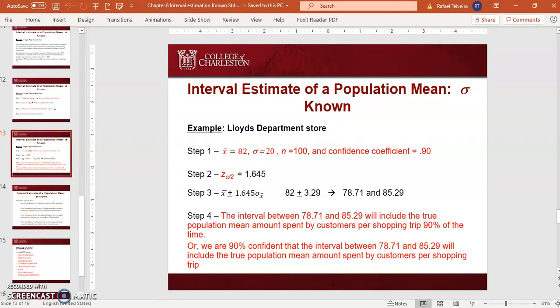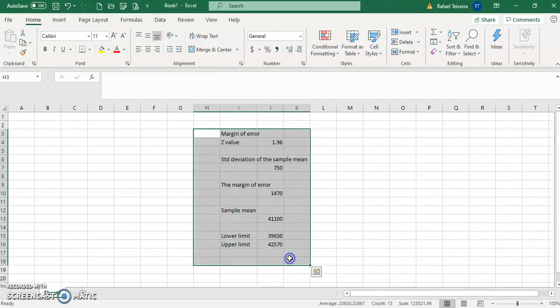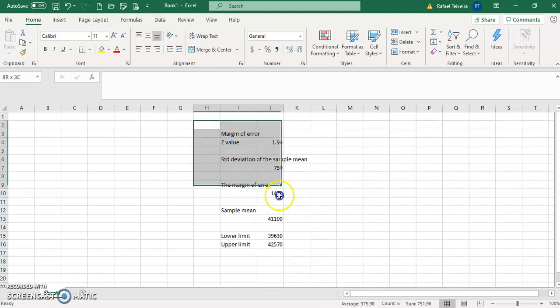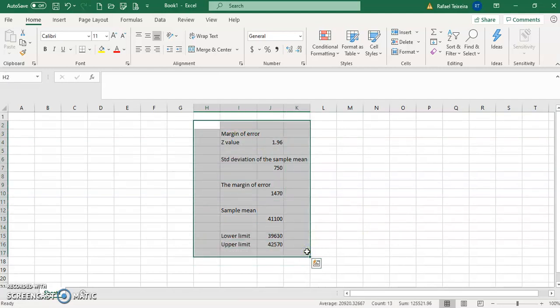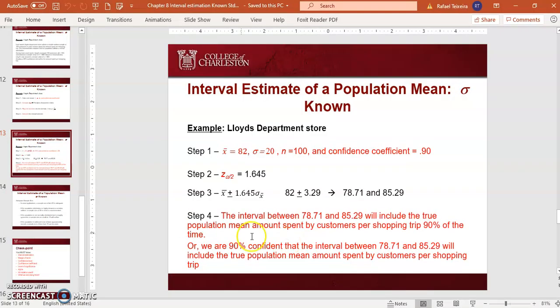Okay, so if you do it in Excel, it's very similar to what we did here. There's nothing different. This is the Excel file from the problem I solved in the previous video. So you can go back, watch the video, open this file, and see how to solve this problem, okay?